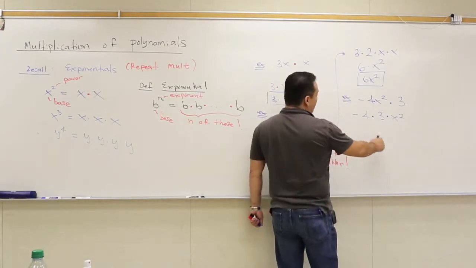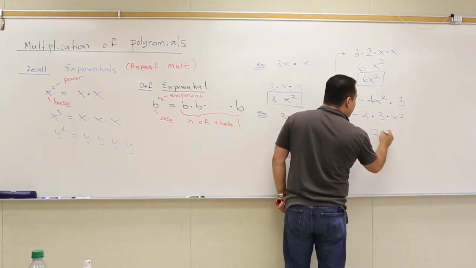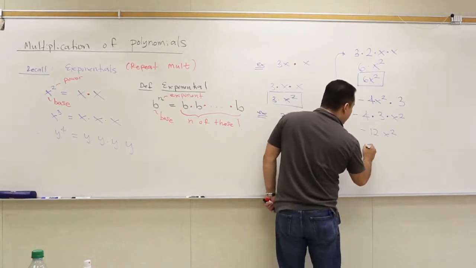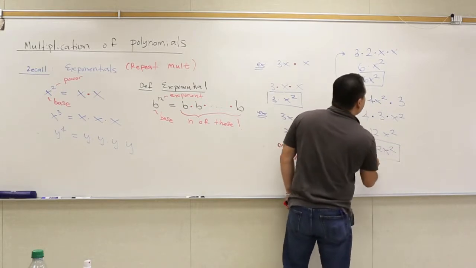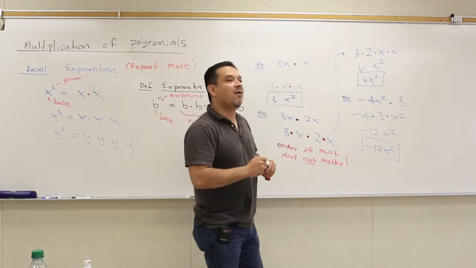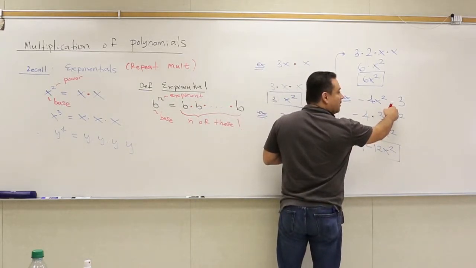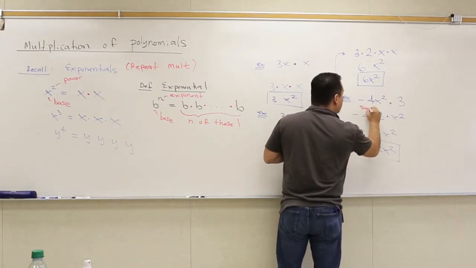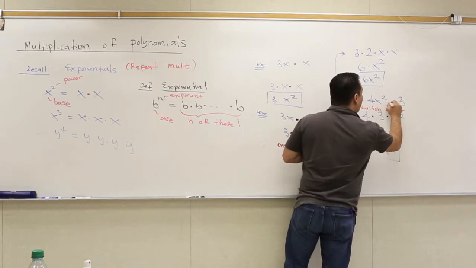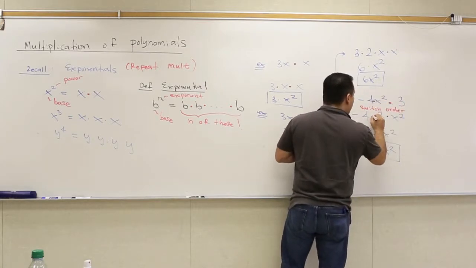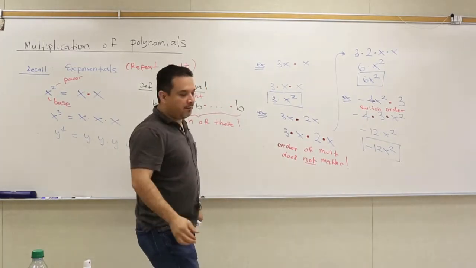Anyway, what's negative 4 times 3? It's negative 12. That's negative 12 times x squared, or simply negative 12x squared. This is not too hard to do. I just want to justify what I'm doing: the order in which you multiply does not matter. So I'm simply switching the order of multiplication. I can do that for what operation again? Multiplication. Okay? So there we go.